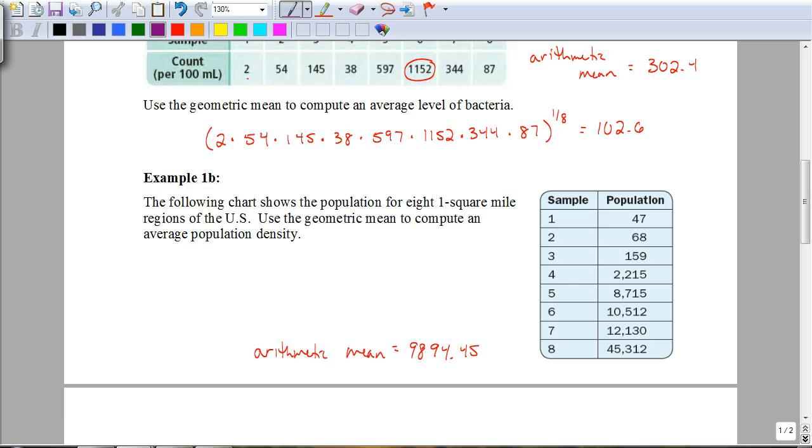Okay, so you should have multiplied all these numbers together and then taken the 8th root of them. Just so happens to be that there's 8 numbers in both these examples. You're not always going to take the 8th root. Again, whatever number of numbers you're multiplying together, that tells you what root you're going to do. So we take the 8th root, and you end up getting the geometric mean you find to be 1,656 approximately people per square mile. Again, a big difference from the arithmetic mean.